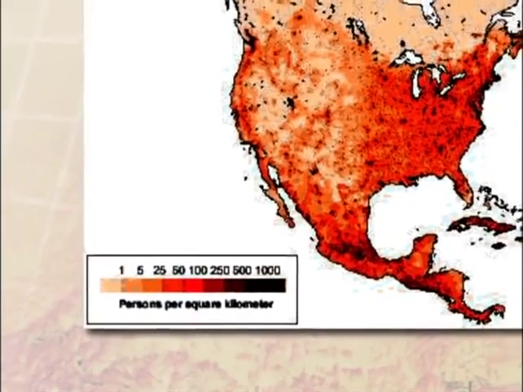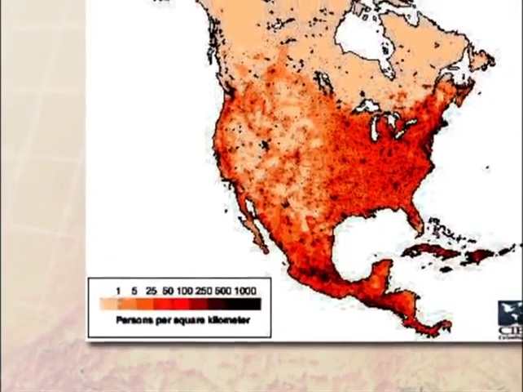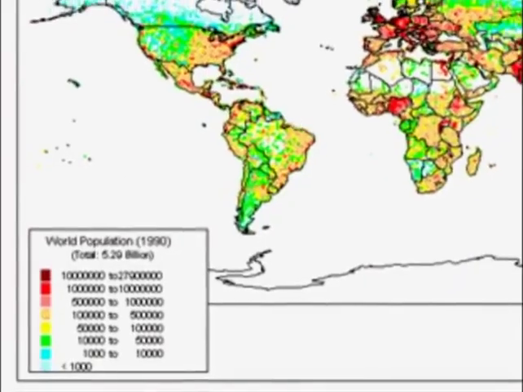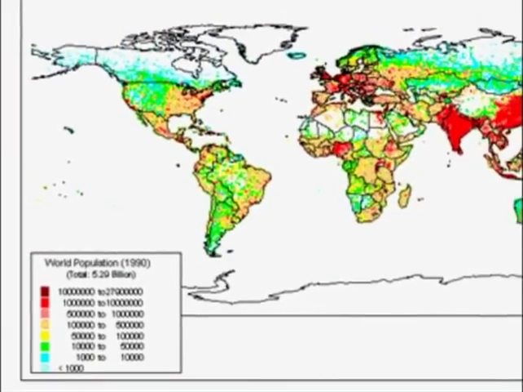Maps can show major patterns of human movement. Population density maps are very useful in tracking the growth of cities. This map shows the uneven distribution of the Earth's population.